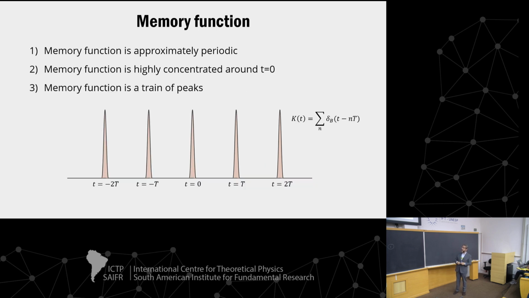And the third ingredient is that while number 2 is the usual thing you do in quantum optics, number 1 and number 2 combined tells you that your memory function is a train of peaks. So it's no longer just a delta-like function at time 0. You have recurrences of that function at multiples of the time for the photon to return. This changes a little bit the physics we are used to. But it's not too difficult to manage.